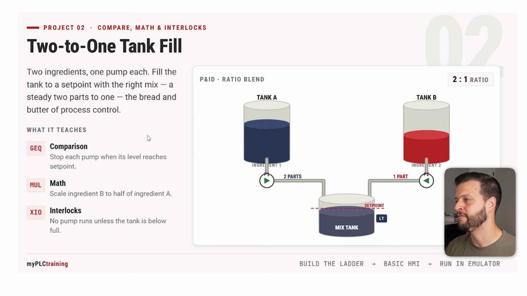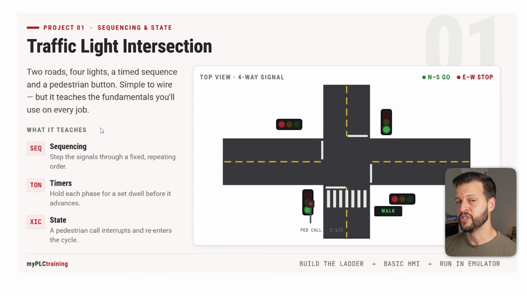Another project you could build is a 2-to-1 tank filling project, where you've got an ingredient A in one tank, ingredient B in another tank, and you have to fill the third tank with both at a certain ratio, say 2-to-1 or 3-to-1, and you have to control the valves to make sure that it's filled at the proper ratios. So you'd get to use comparison instructions, math instructions, interlocks, and then of course building those HMI graphics and connecting it to the PLC.